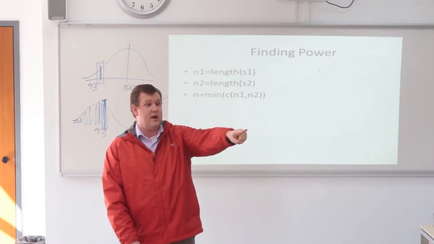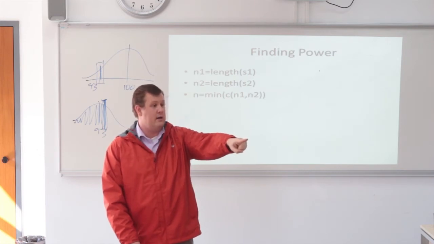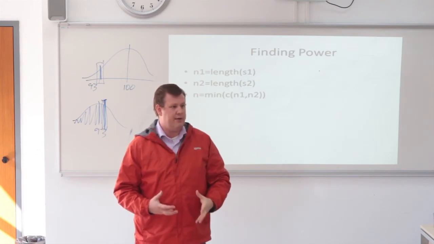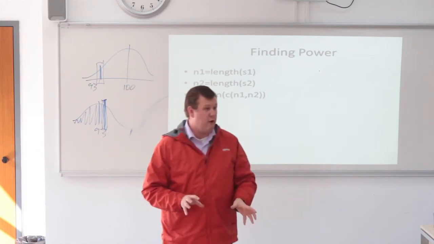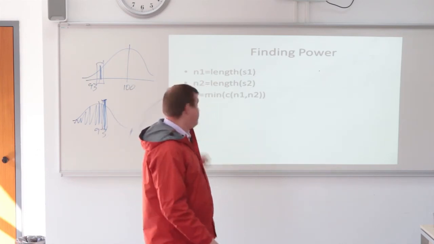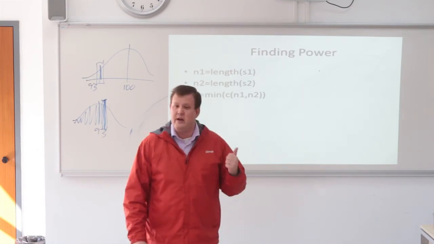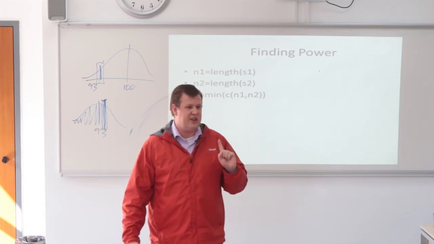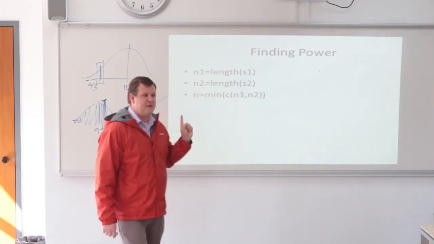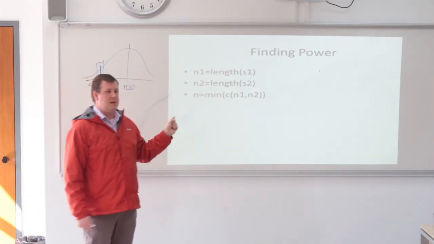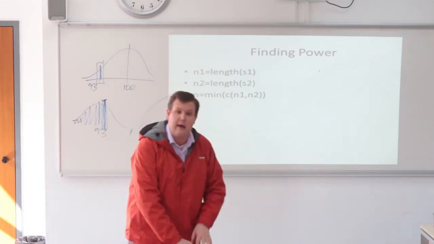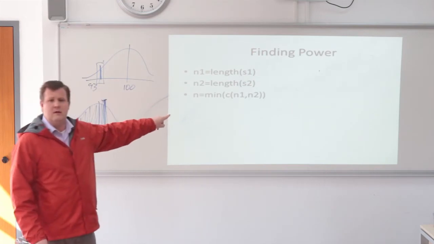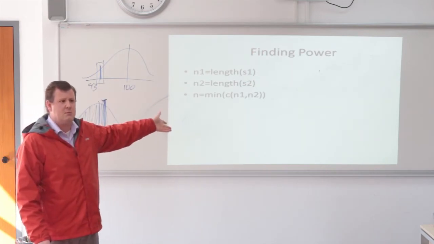This is where doing power the hard way is going to be better, because by doing power the hard way, you can account for the differences in the sample sizes, whereas here, you're only giving it one sample size. So this answer, when you have different sample sizes, will be different than what you would get calculating power the hard way. Why do we use the minimum of the sample sizes? Why don't we use the maximum of the sample sizes?